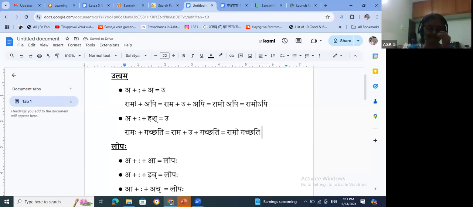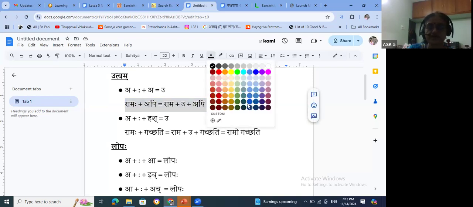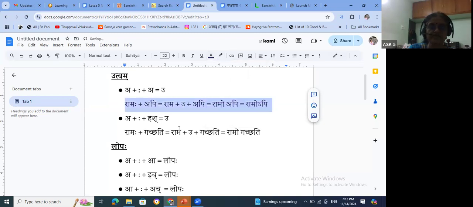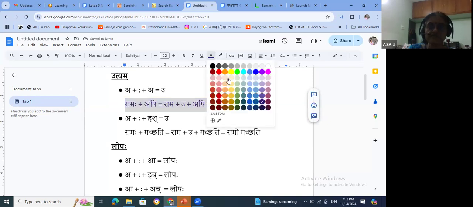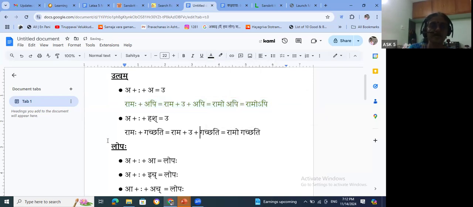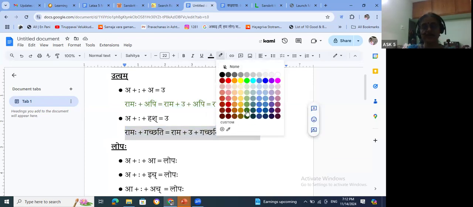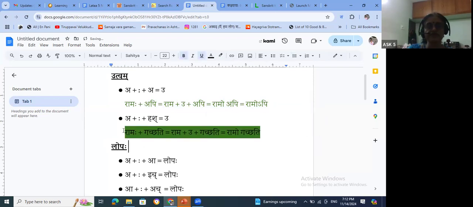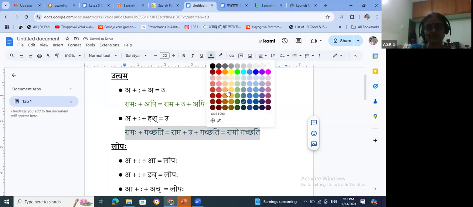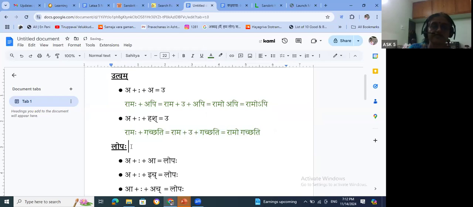Last class we saw this. Maybe the udaharanam alone I'll make into a different color for us to understand easily. Then, so now we know utva, we are clear. Now what happens to Lopa? When does it disappear? Lopaha means it will disappear totally.